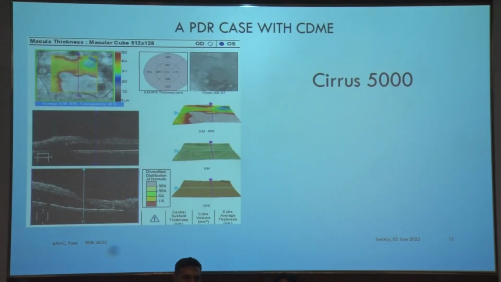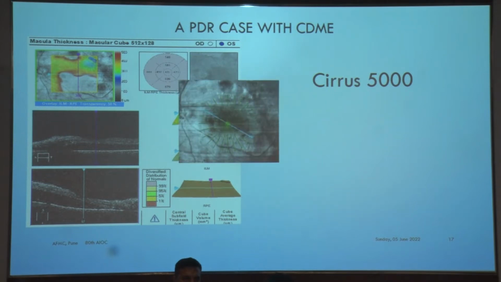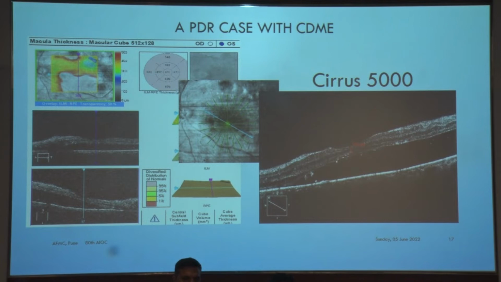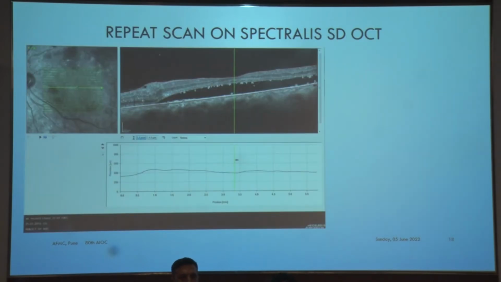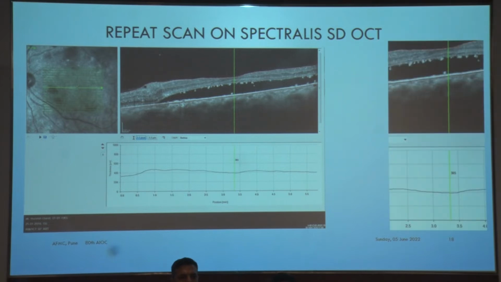Then we have a case of a young diabetic presenting with subretinal fluid, and we have an OCT scan in this person in different machines. This is the picture which is shown in Cirrus 5000, and here we see the inner retinal thickness, that is CMT, to be 155 microns. Whereas if we move to Spectralis, it gives a reading of 385.